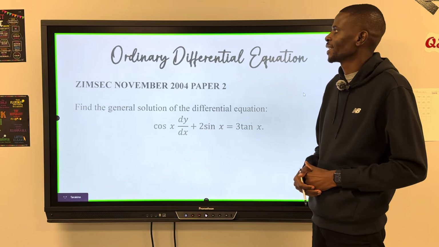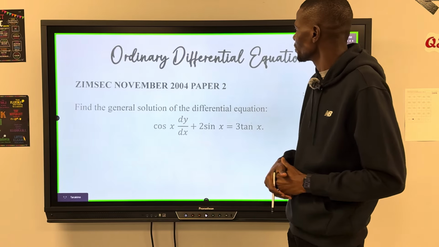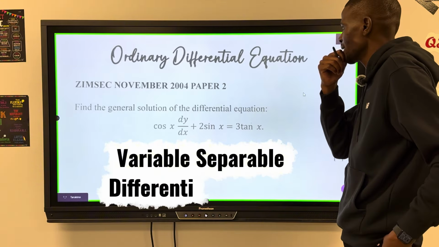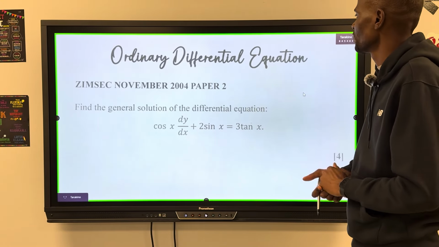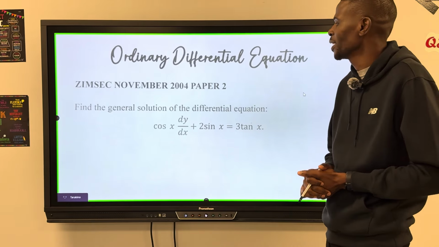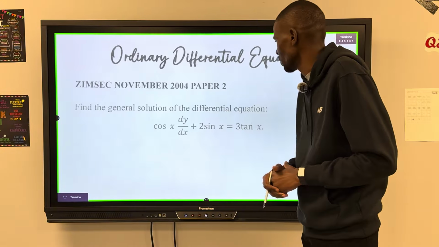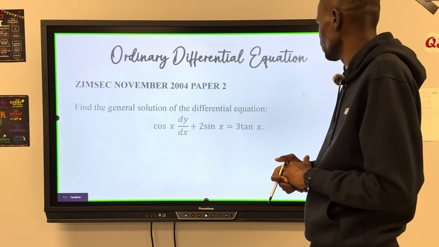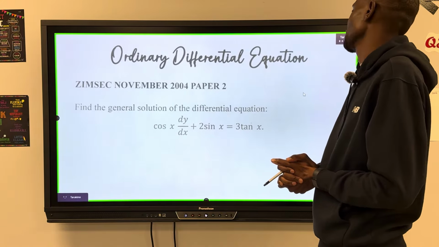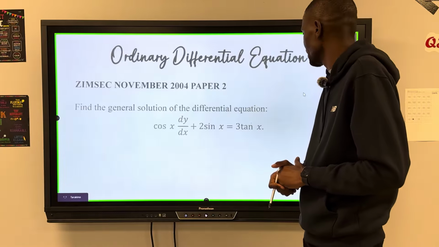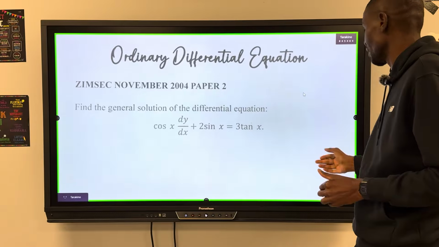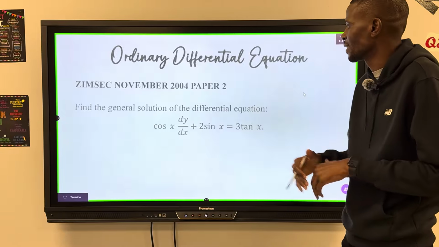Welcome back. Okay, we have a problem on ordinary differential equation from ZIMSEC November 2004 paper 2. The question reads, find the general solution of the differential equation cosine of x dy/dx plus 2 sine of x is equal to 3 tan of x, right? 4 points were allocated there.